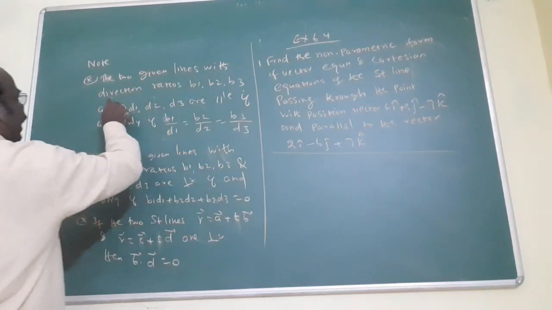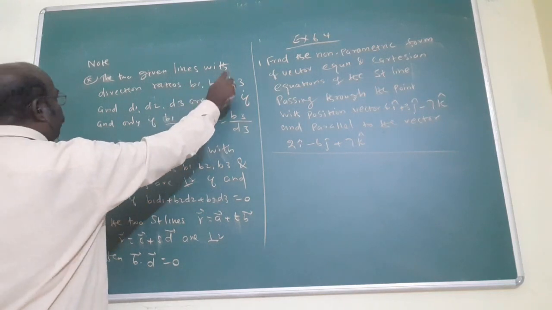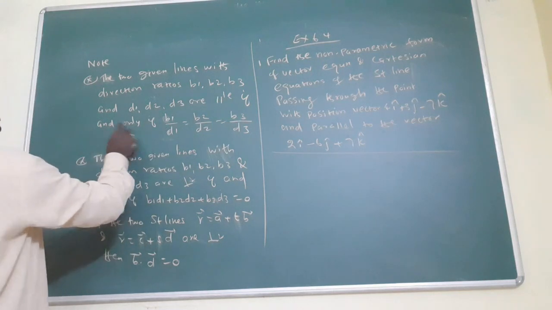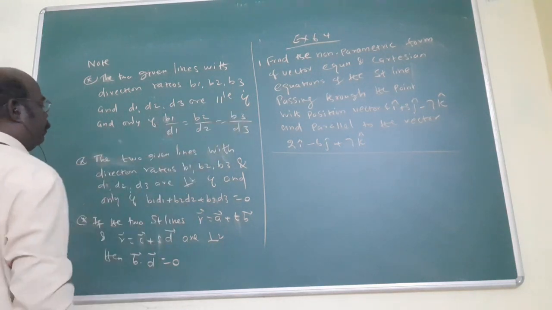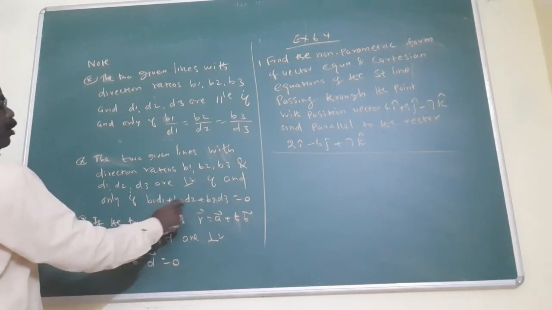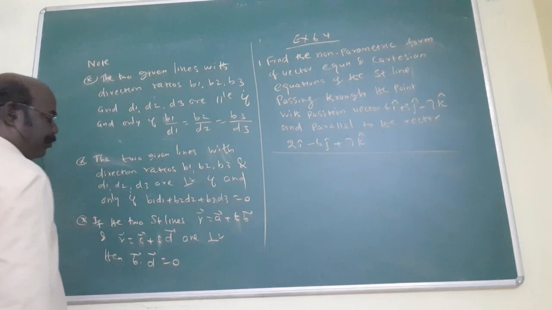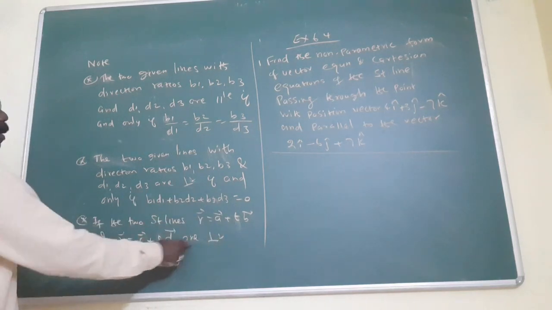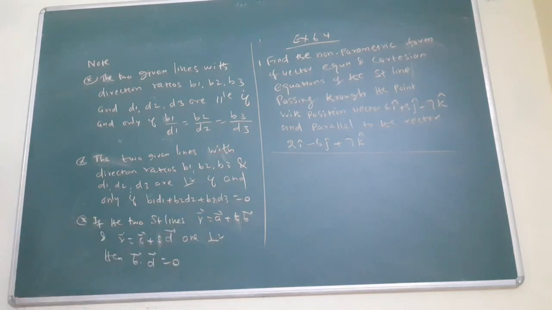Two given lines with ratios b1, b2, b3 and d1, d2, d3 are parallel if and only if the ratios are equal. Similarly, they are perpendicular if b1 d1 plus b2 d2 plus b3 d3 equals 0. The same concept: if the first and second lines are perpendicular, the dot product becomes 0. Both are the same concept actually. The corresponding elements should be multiplied and added. If we get 0, both the lines are perpendicular.